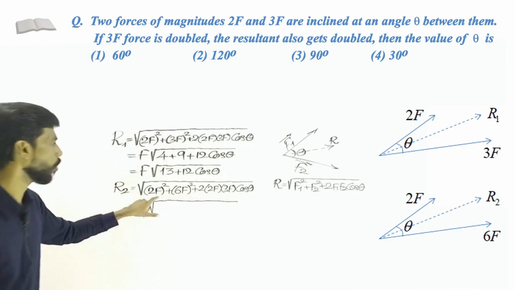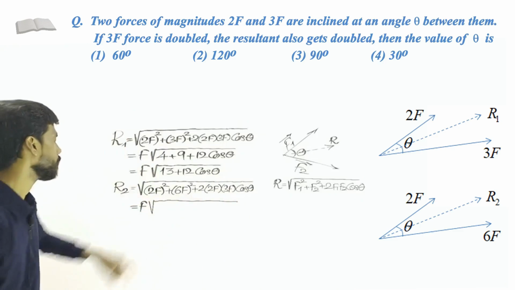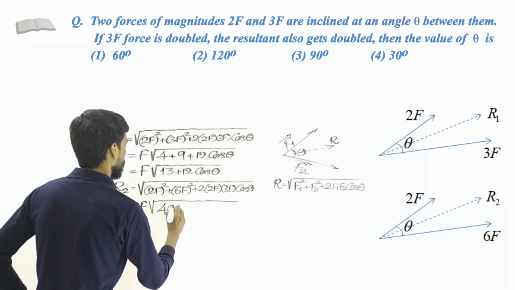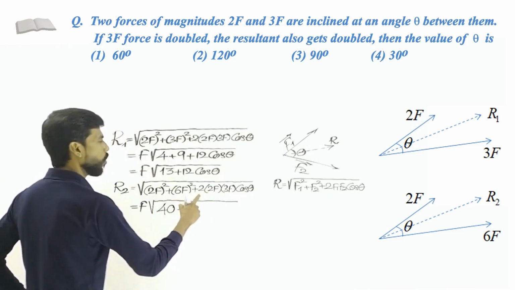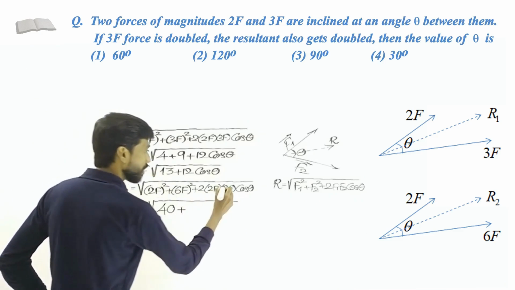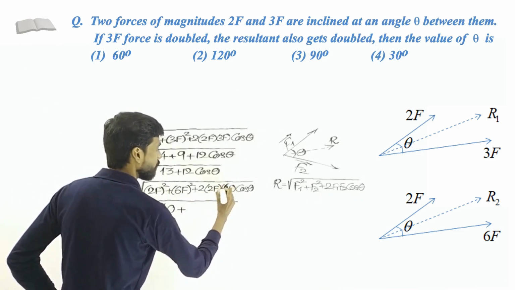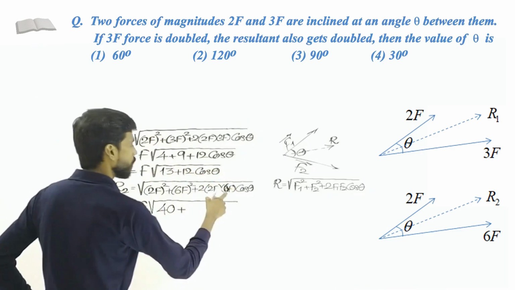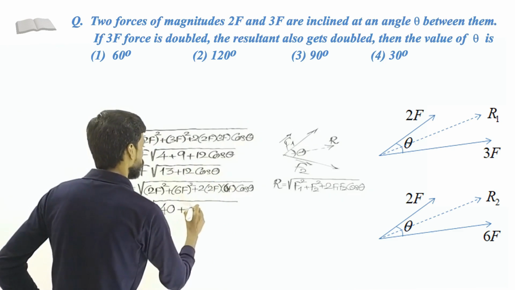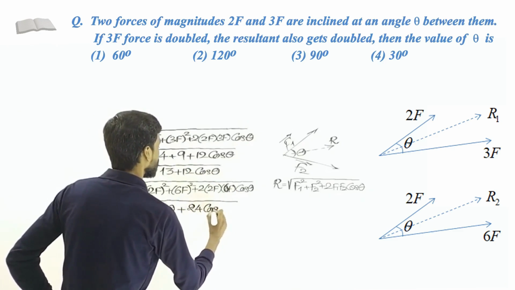So we get 4 plus 36, so that is 40, plus 4 multiplied by 3. So here it is 6 again, right? So 6, not 3. In the second case, the forces are 2F and 6F, so 6 multiplied by 4, that is 24 cos theta.